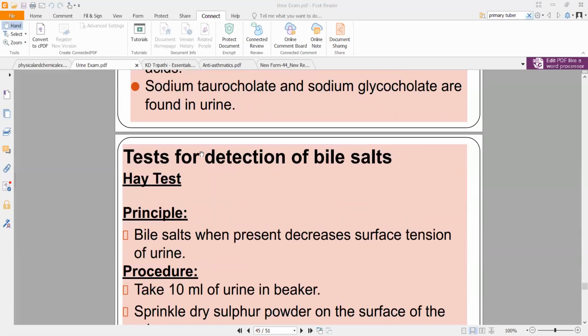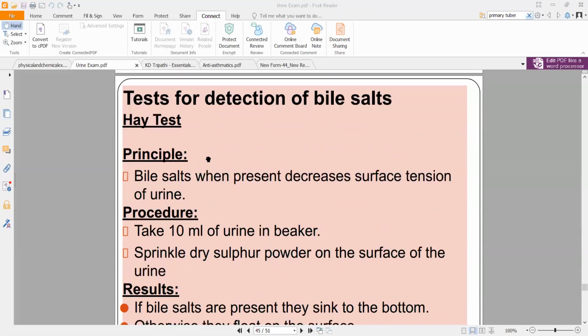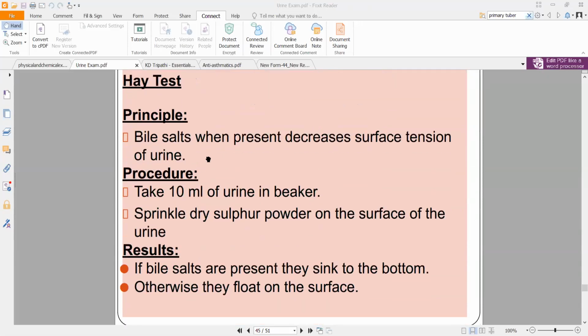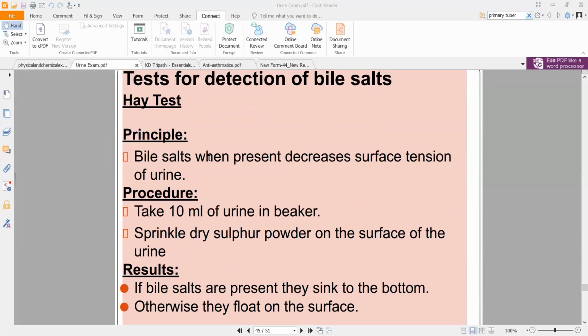Okay, so how do you test for bile salts or bile acids specifically? You do something called the Hay's test. The principle of this test is these bile salts will decrease the surface tension of urine. Now, think of surface tension of any liquid in this way: if a liquid has high surface tension, it will be hard to get wet through that liquid. Okay, it will be very hard to latch on to other liquids.